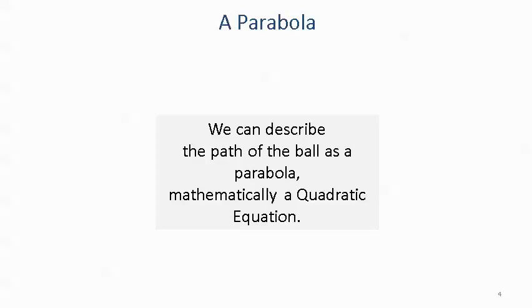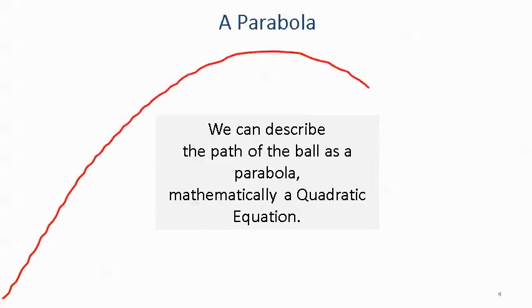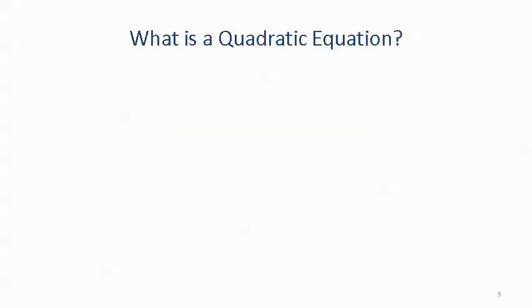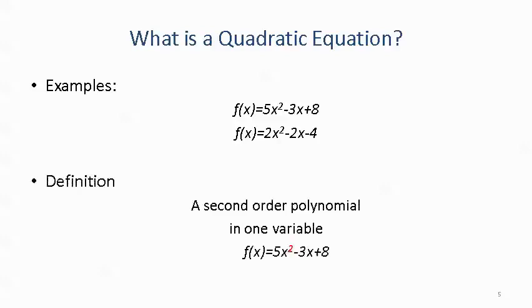We've just looked at a soccer ball being kicked into a goal following a parabola. Mathematically, that's what defines a quadratic equation. So we're going to be looking at parabolas, but looking at the math behind them. So the question becomes, what is a quadratic equation? Well, let's start with a couple examples. You notice that they both have great similarity. They'll have three terms: a second order term, a first order term, and a constant. It's a second order polynomial, and it's in one variable. So we've got the second order polynomial, and then we have the single variable, in this case, the letter x.